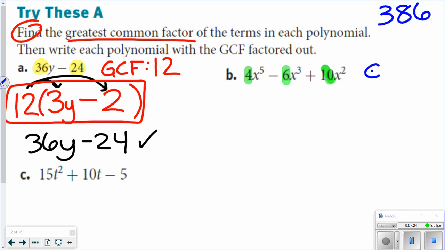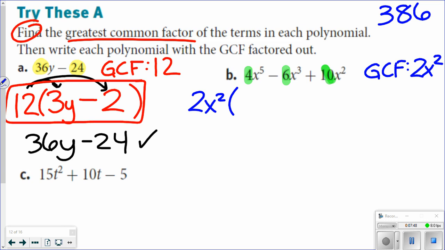So the GCF here is not 4, so I have to work smaller. It's actually 2. And then they all have x's. 5, 3, 2. The smallest is 2. So now let's actually factor it out or pull it out. So we're going to divide.